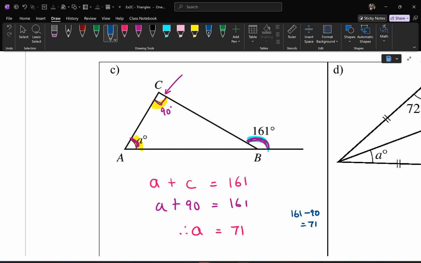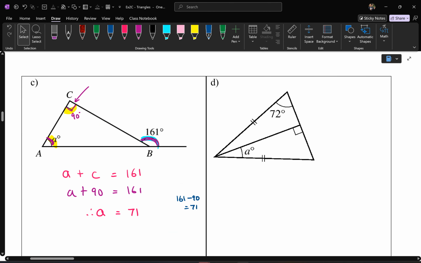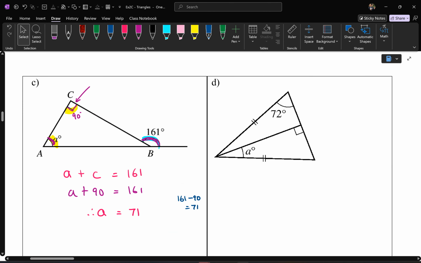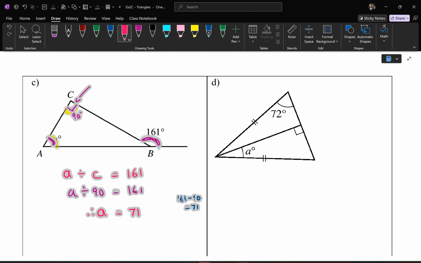Okay? Last example looks tricky, but actually isn't. First thing, identify the type of triangle you have. What type of triangle do I have for D? Can I please have... Yes, Ashwin. Oh, it could be scalene if you're looking inside. I'm looking for the outside. What's the outside? There's a big hint for the big one.